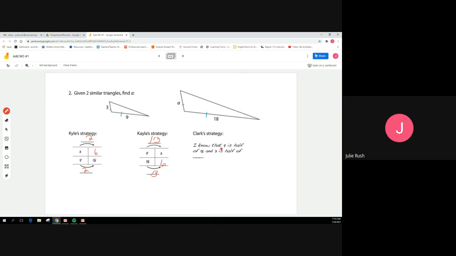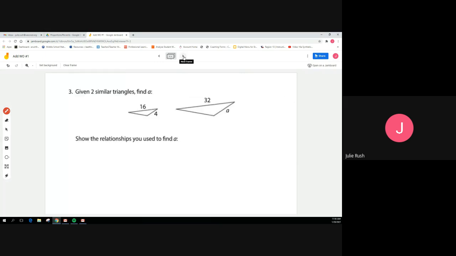And then Clark said, I know that if 9 is half of 18, then 3 is half of 6. And it only makes sense that the 6 would go here. So 6 is a third of 18, 3 is a third of 9. If you've calculated correctly, this number will have the same relationship with this side as 3 does with 9. And it does, so we know that we're correct.